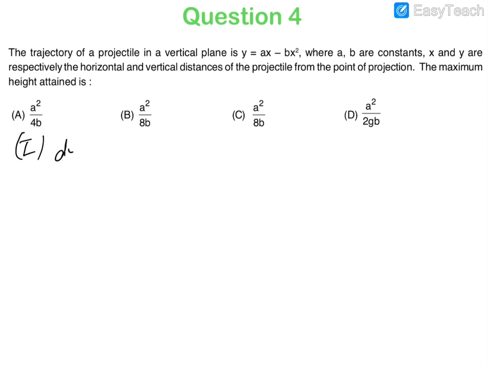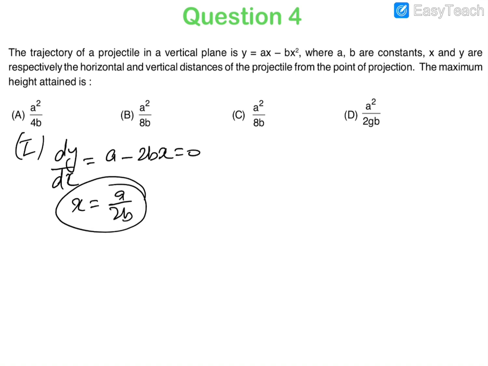So dy by dx will be equal to a minus 2bx, and that is equal to 0. So x is equal to a by 2b. So we have calculated the value of x for which y would be maximum. See, if you are wondering how I can say that y would be maximum for this x, it could be minimum also obviously, but this is projectile motion, and the object is going away from the ground, and therefore the height would be maximum only, because the minimum height would be 0 itself.